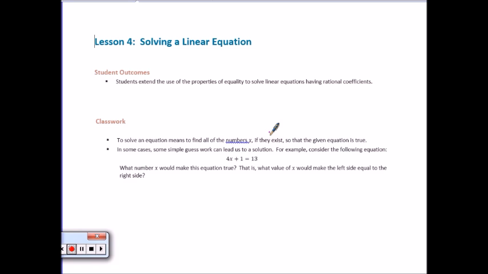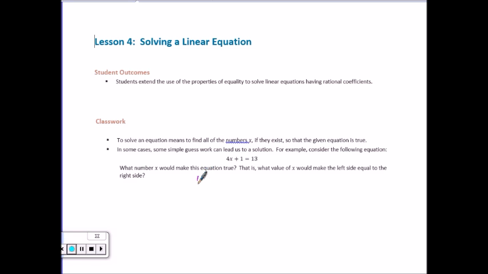To solve an equation means to find all the numbers x, if they exist, so that the given equation is true. In some cases, some simple guesswork can lead us to a solution. So let's look at this equation, 4x + 1 = 13. Take a moment, pause your video, and try to figure out if you can guess a number that could go in for x to make it true on both sides.